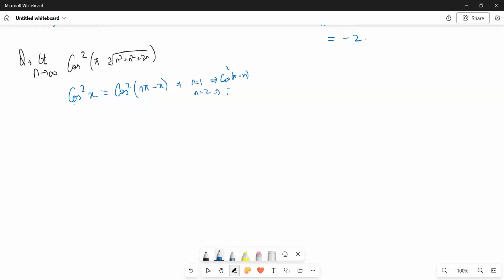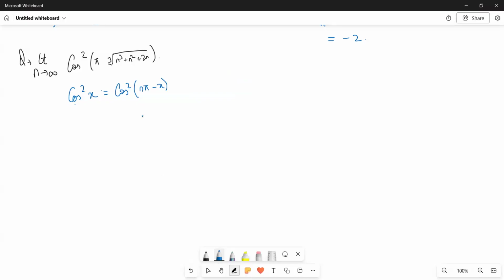If n is 2, so this would be cos square of 2 pi minus x. So 2 pi minus x will be an angle in the fourth quadrant. Cos in the fourth quadrant is positive, so cos square x comes out again. And the same goes for 3, same goes for 4. Okay. So sometimes you have to apply these kinds of results from the outside, so as to create a required form in the expression.